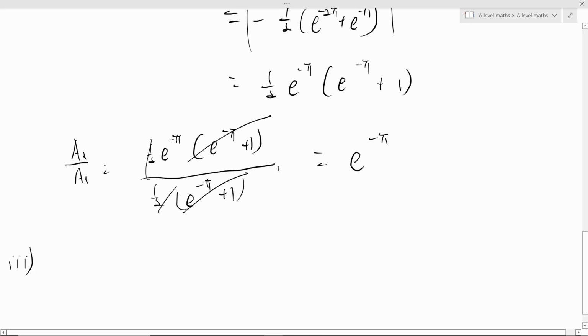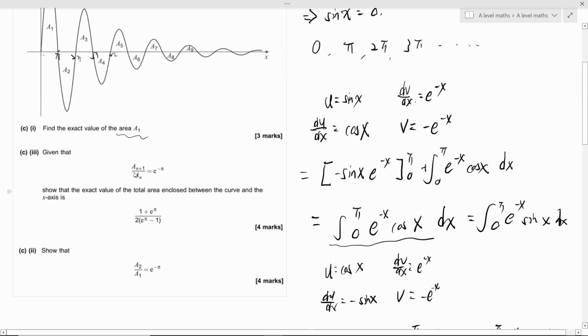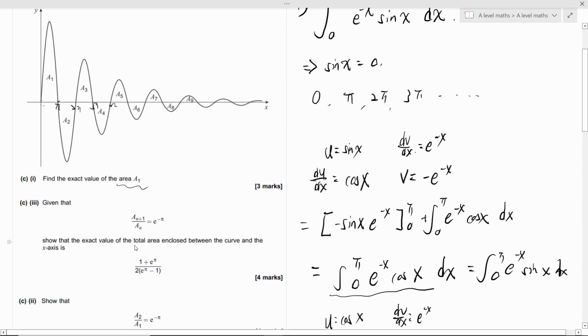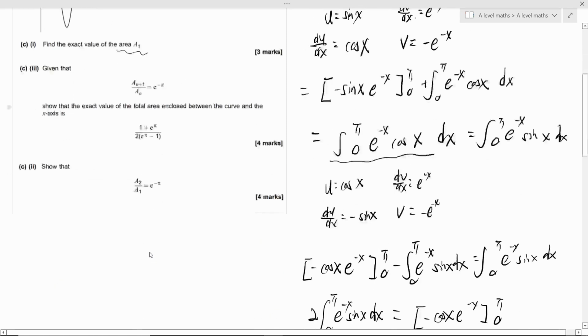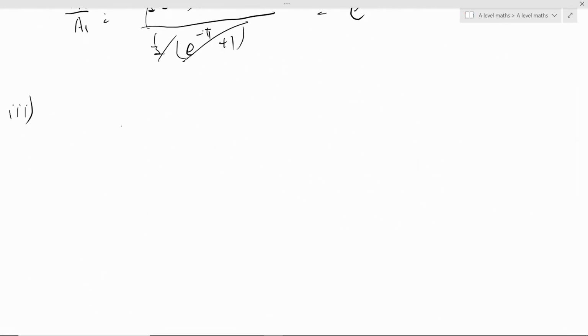And for the last part, I think it is given that A n plus 1 over A n is e to the minus pi. Show that the exact value of the total area enclosed by the curve and x-axis is 1 plus e to the pi over 2 times e to the pi minus 1. Perfect. So what we're trying to do is find A1 plus A2 plus A3 plus A4, and it goes on and on. This is the sum of an infinite sequence.